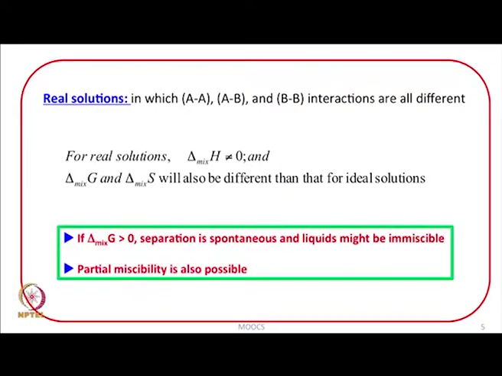And if the enthalpy of mixing or free energy of mixing turns out to be positive, we know that if delta G at constant temperature and pressure is greater than 0, then the reaction is not going to be spontaneous in that direction. And that is what is commented over here, that if the Gibbs free energy of mixing is positive, then instead of mixing the components, separation is spontaneous and the liquids will be immiscible.